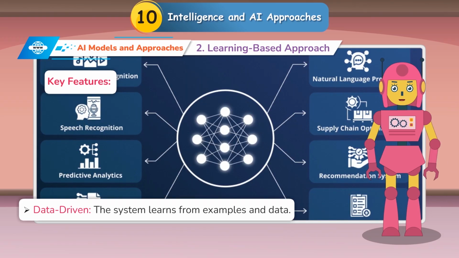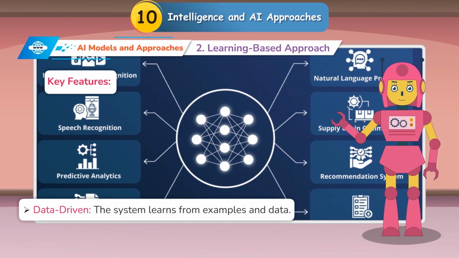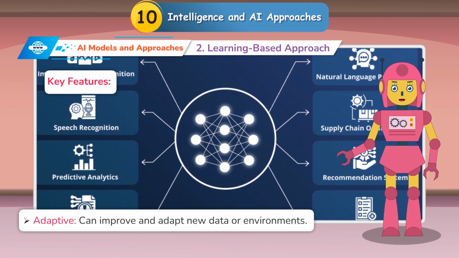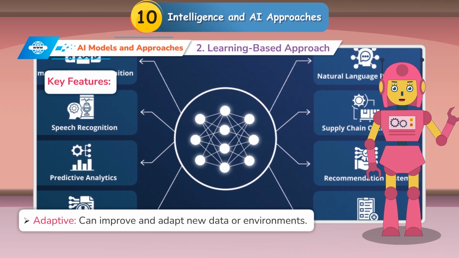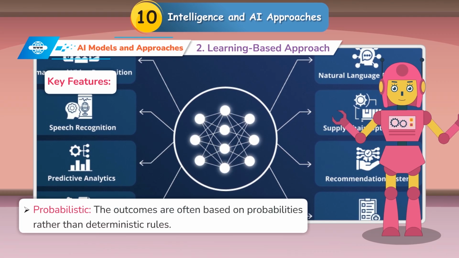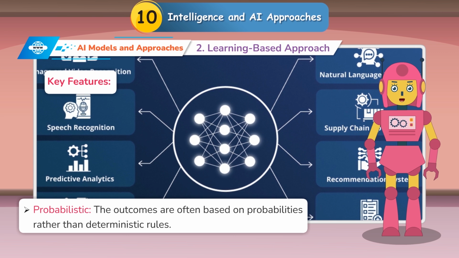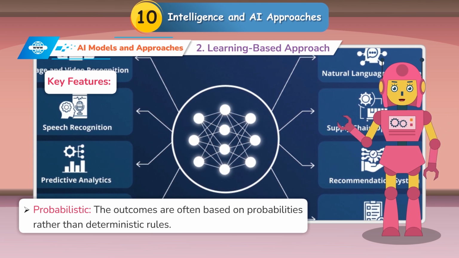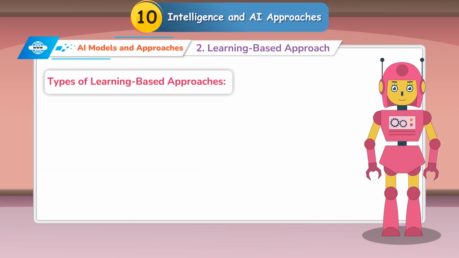Key features: data-driven, the system learns from examples and data. Adaptive, can improve and adapt to new data or environments. Probabilistic, the outcomes are often based on probabilities rather than deterministic rules.